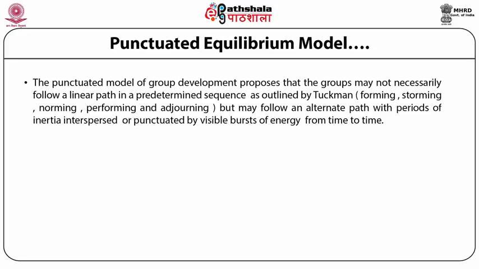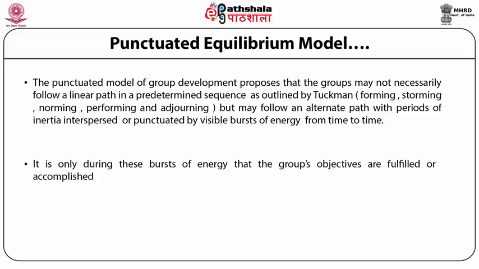Now, this model proposes that the groups may not necessarily follow a linear path in a predetermined sequence as outlined by Tuckman, whereby we have already learnt that they follow forming, storming, norming, performing and adjourning. But in the punctuated equilibrium model, it is felt that people in the group follow an alternate path with periods of inertia interspersed or punctuated by visible bursts of energy from time to time. Now, it is only during these bursts of energy that the group's objectives are fulfilled or accomplished.